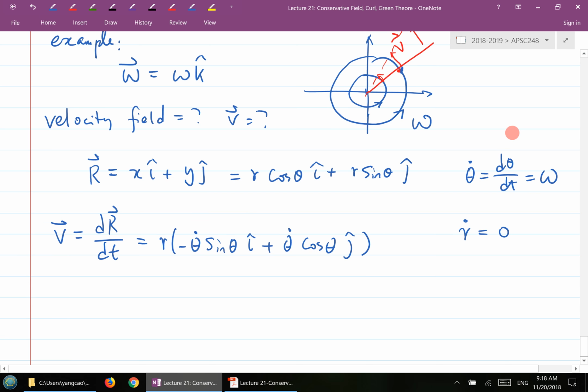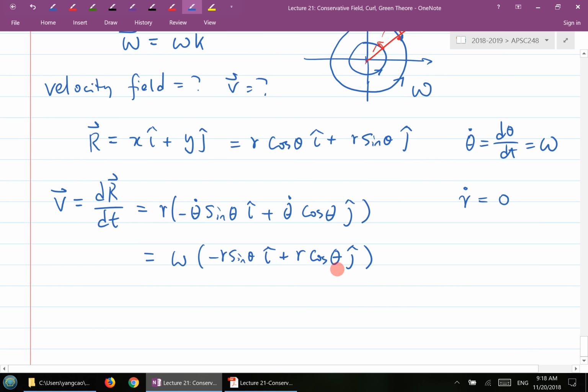If you take the derivative with respect to time, theta dot is the omega we're given here, a constant angular speed. So that gives you omega. Let's move the r into it: negative r sine theta i hat plus r cosine theta j hat. And we know r cosine theta is x and r sine theta is y. So that gives you omega times negative y i hat plus x j hat. There we go. This is the velocity field due to the constant rotation.